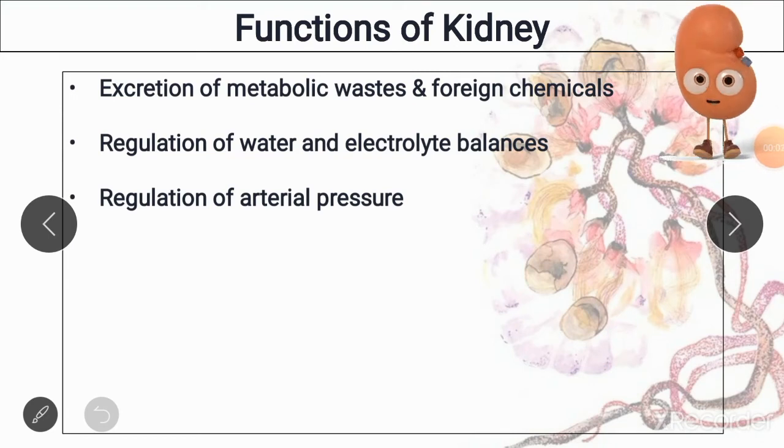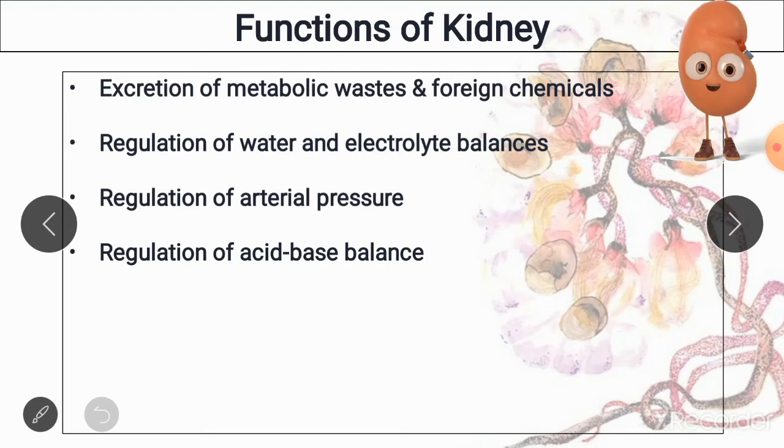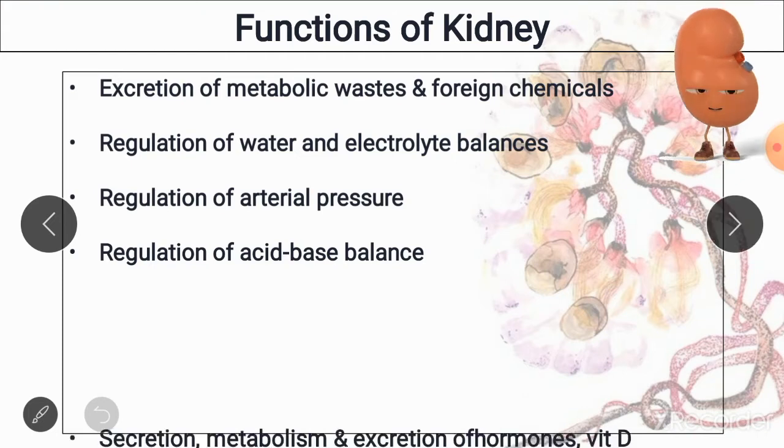Kidneys are also involved in the regulation of arterial pressure. As you might remember from our previous discussions, while discussing the topic of long-term control of blood pressure, we discussed in detail how the kidneys activate the renin-angiotensin and then renin-angiotensin-aldosterone systems to maintain and regulate blood pressure. The kidneys are also involved in acid-base balance, and how they do this, we will be discussing quite in detail in our lectures later on.